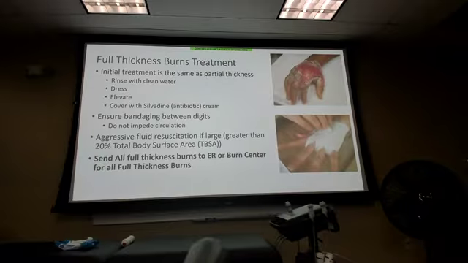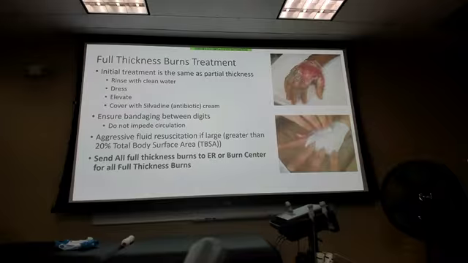Now, I have had some where it's like, well, it's only 0.25%, not quarter, but like literally the size of a quarter, and it's like a third degree or a full thickness burn, and I'll call the burn center and I'll be like, hey, I got this guy. He doesn't need to be seen urgently, but can I get him into the burn clinic to be followed? And they'll say yes, right? So there's the difference between at least getting them to a burn center emergently versus for clinic.